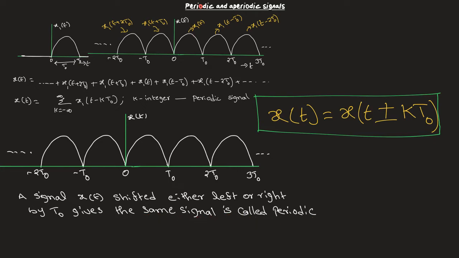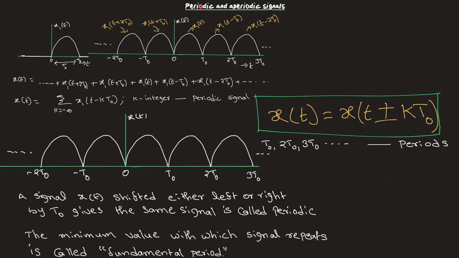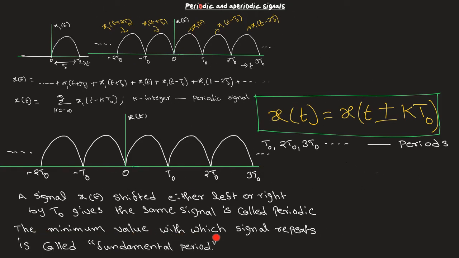Here, t naught, 2t naught, 3t naught, 4t naught, etc. are called periods of the signal x of t. So, a periodic signal can contain infinite periods, but the signal can have only one fundamental period. What is fundamental period? The minimum value with which the signal repeats is called fundamental period.